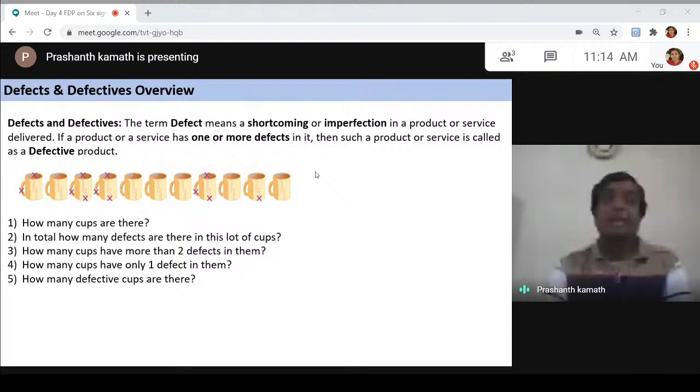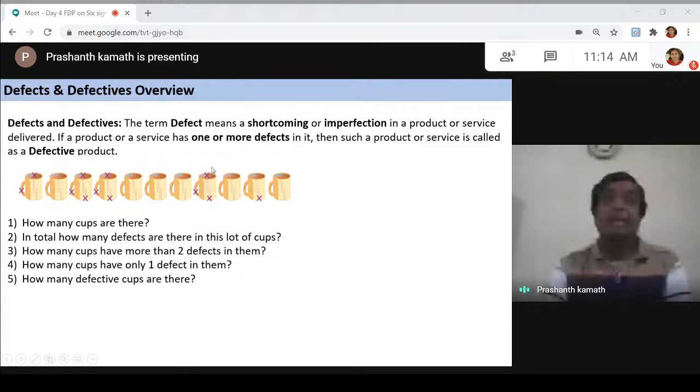So if you count the number of X's, right? Cup 1, 2, cup 2 is fine. Cup 3, there are 3 defects. So 3 plus 2 is 5. Cup 4 has 3 defects. 5 plus 3 is 8. And then these cups are fine, good to use. And then this cup has 3 defects.